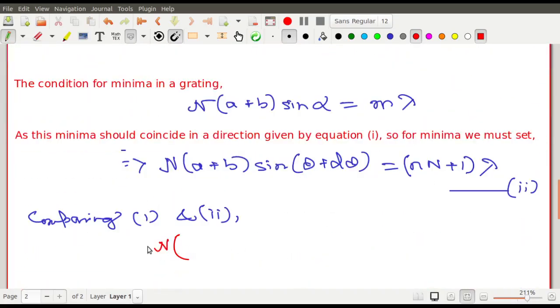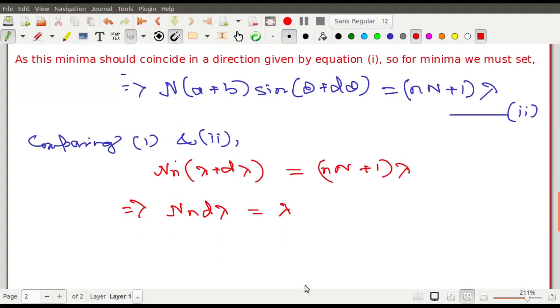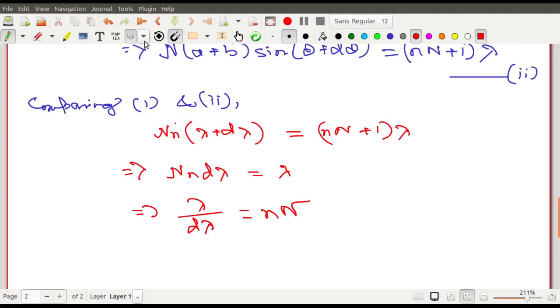So capital N small n, so capital N small n lambda plus d lambda. I multiply equation 1 by capital N on both sides, and equation 2 I leave as it is. You leave it as it is because you are trying to compare it. So small n capital N lambda cancels out. So I have small n capital N d lambda and this one is lambda. So this is what you have. Or I have lambda by d lambda is equal to small n capital N. So lambda by d lambda is equal to small n and capital N. So that is what I have at this moment.